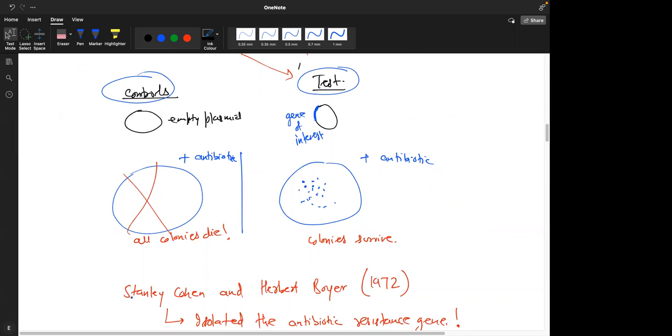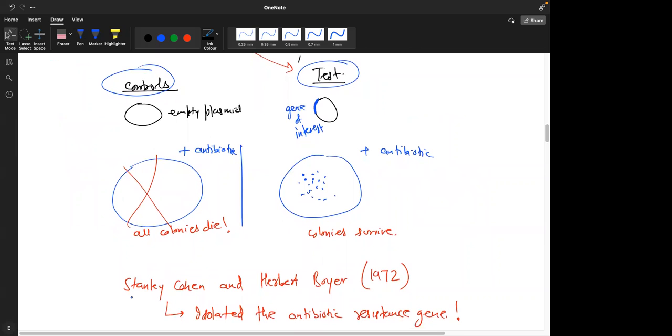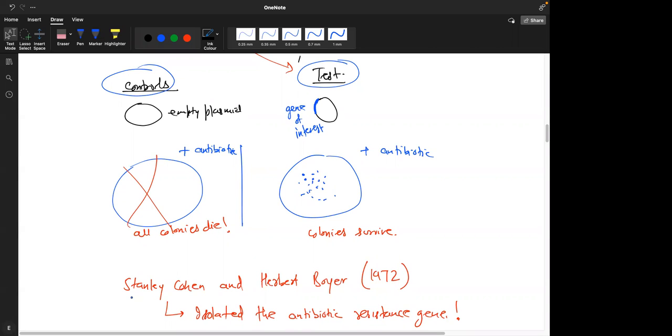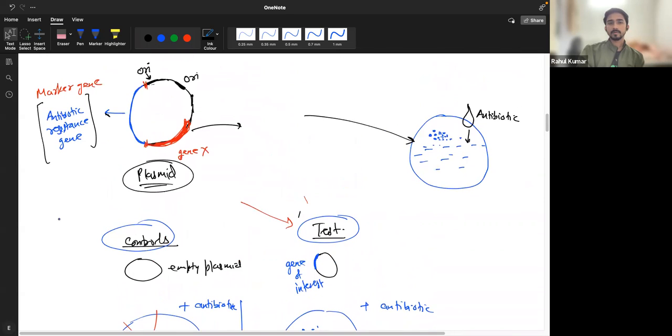So when we added the antibiotic to the gene of interest, the colony survived. And if we add antibiotic to the empty plasmid, all the colonies died. Why? Why did all die in the empty plasmid and why did they survive? Because it didn't have the antibiotic resistant gene. Yes. Because they did not have this plasmid, and in this plasmid they did not have the marker gene.